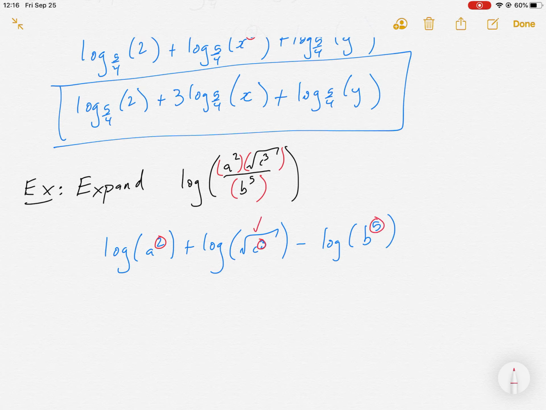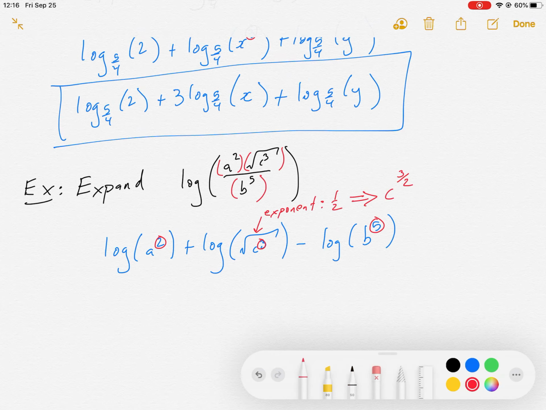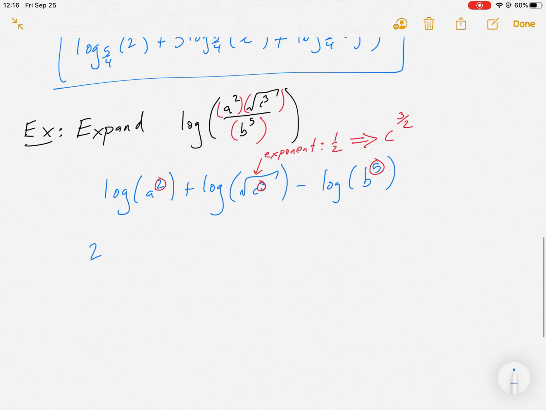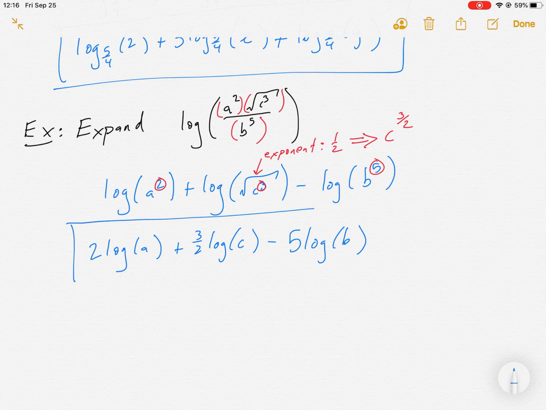The problem is I also have this square root. Now remember, this gives you an exponent of 1/2. So that means I really have, instead of just c to the 3, I have c to the 3 over 2. So at this point, we can go ahead and drag all those exponents out. Log of a plus 3 over 2 log of c minus 5 log of b. And that would actually be my final answer.